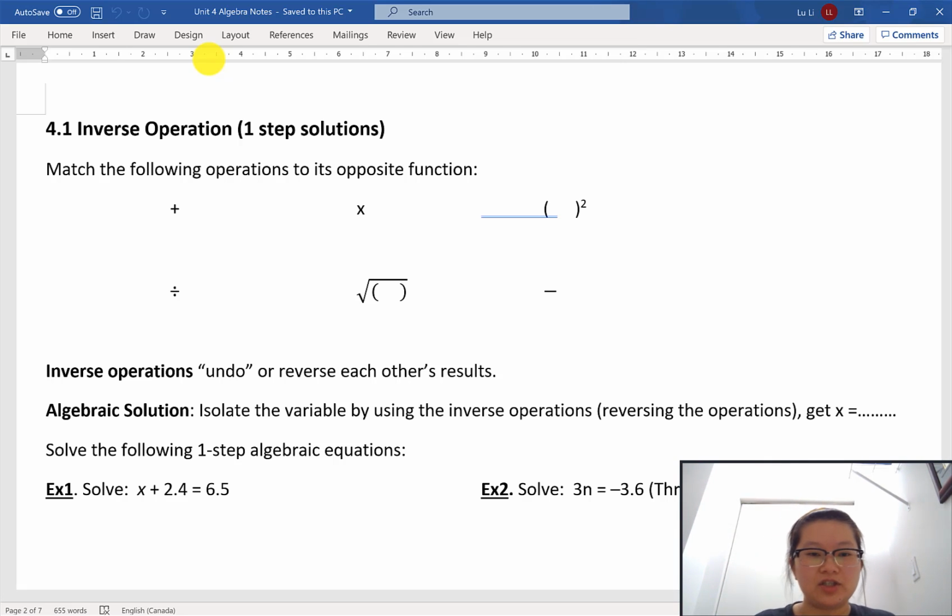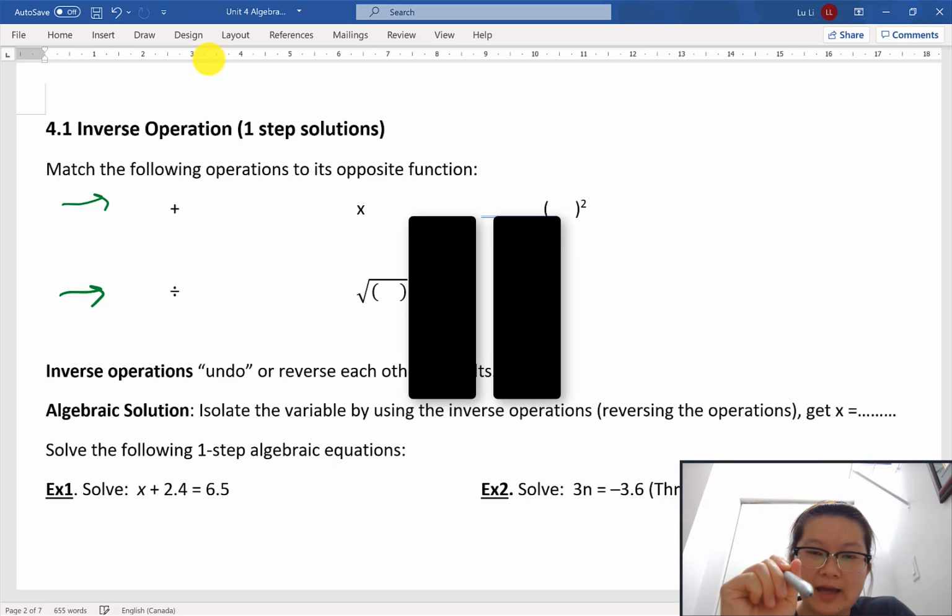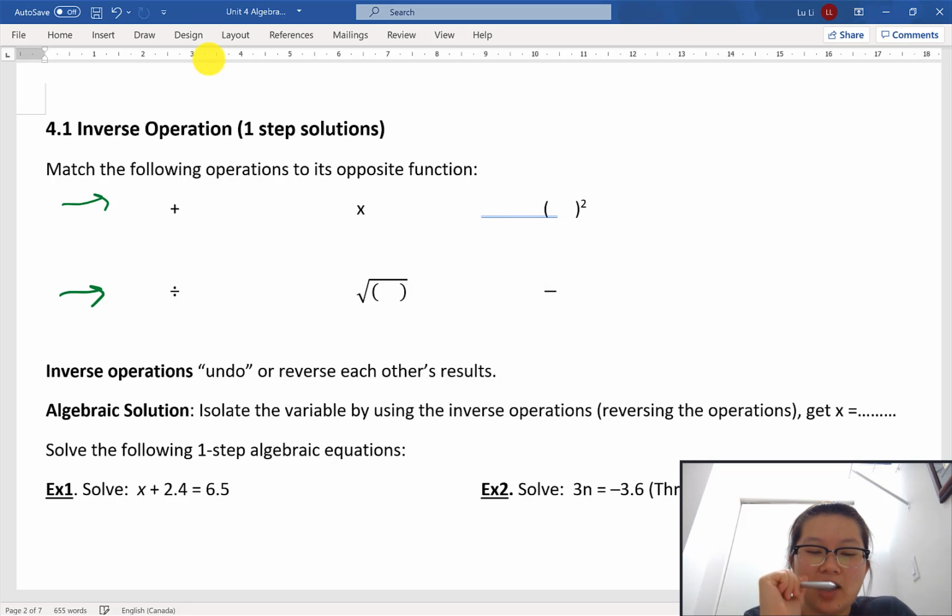Here I have a few functions. I have the top row here and I have the bottom row here. So let's take a look at how you would match these operations to their opposite function. Maybe a good time for you is to quickly pause the video and think about it. Okay, so here I will tell you what we got.